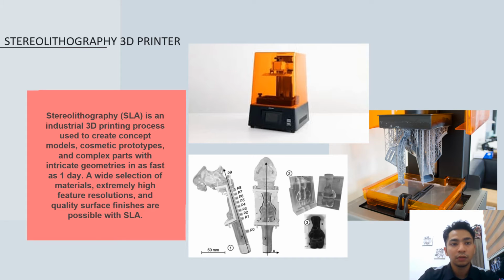Then is the stereolithography 3D printer. Stereolithography is an industrial 3D printing process used to create concept models, cosmetic prototypes, and complex parts with intricate geometry in as fast as one day. A wide selection of materials, extremely high feature resolution, and quality surface finish are possible with SLA. So you can see the example from the 3D printer in the gray picture.